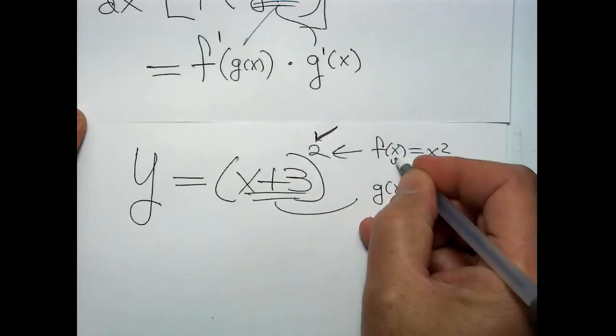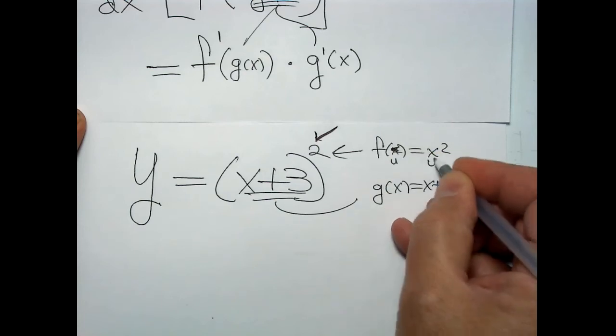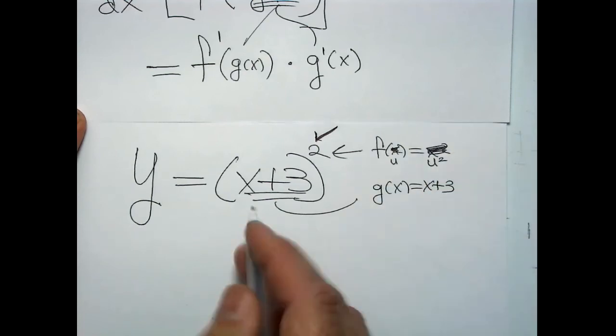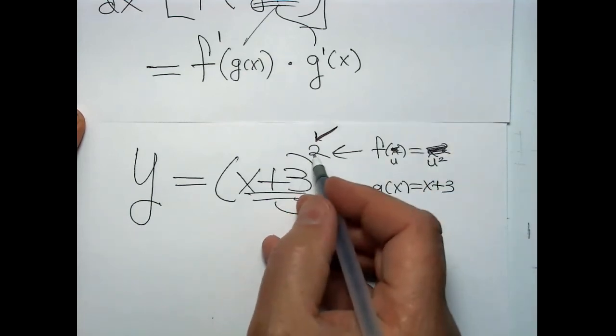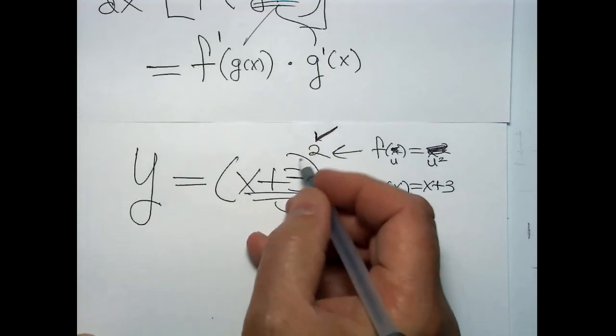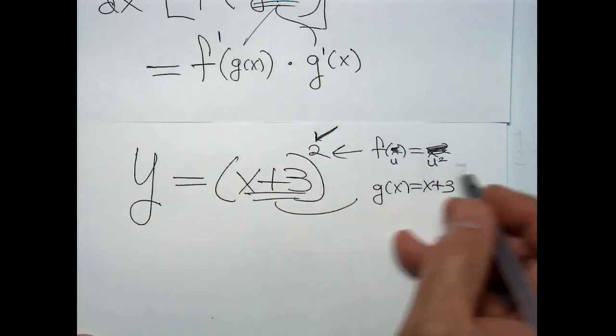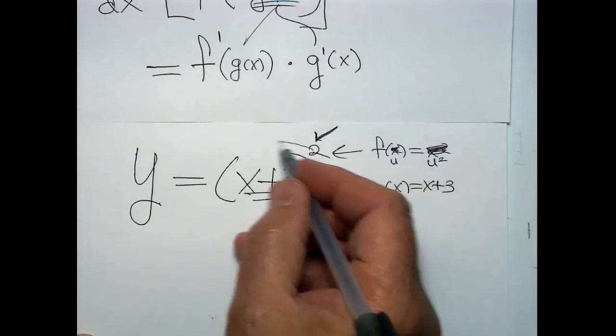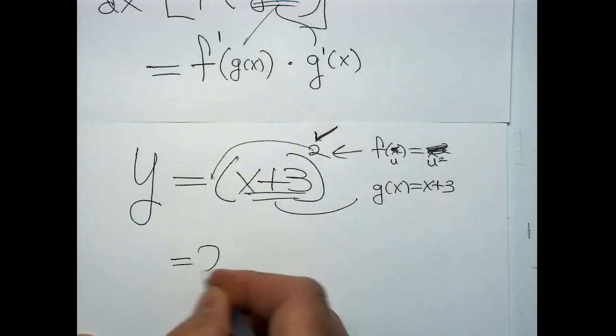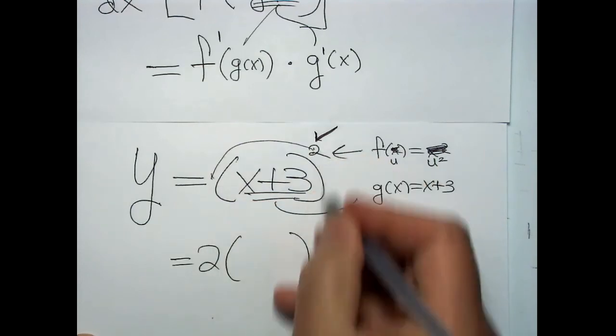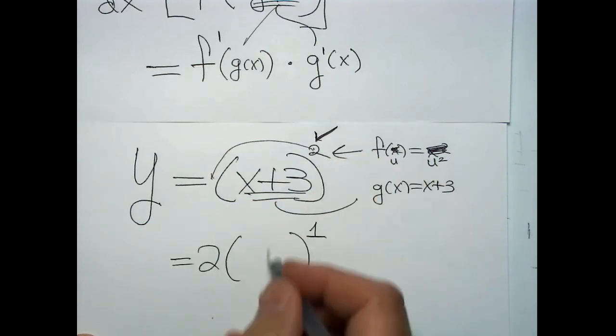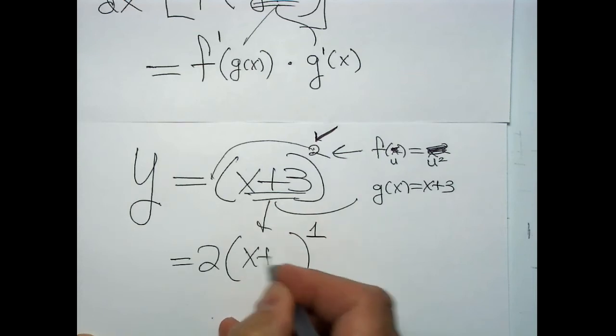So the way to do this, f prime times g prime, is just take the derivative of the outer function. In fact, this really should be a u. Take the derivative of the outer function. So how would you take the derivative of a squared function? Well, if it were just u squared, the derivative would be 2u. So the 2 would drop down, you would deduct 1 from the exponent, and then no change to that argument.